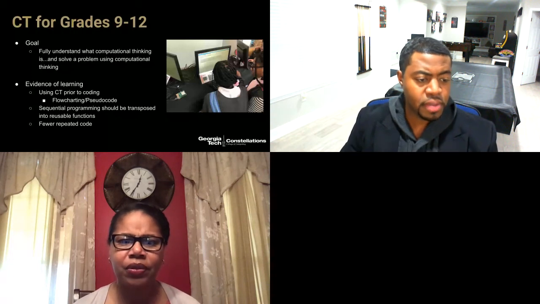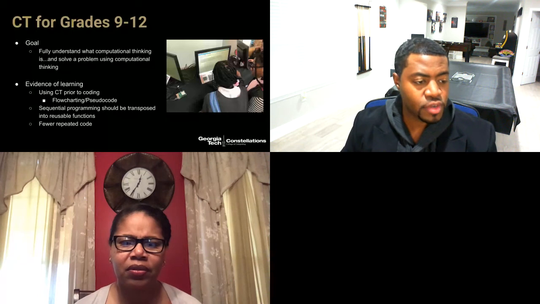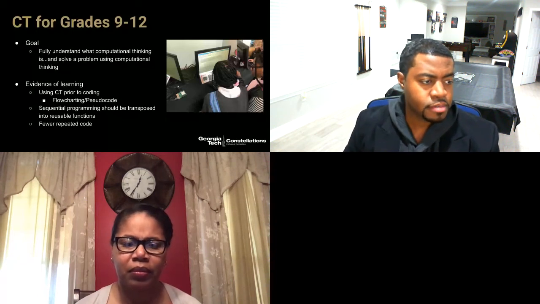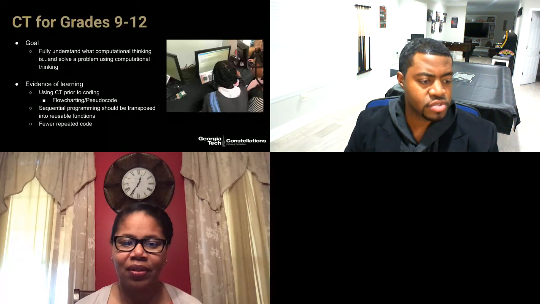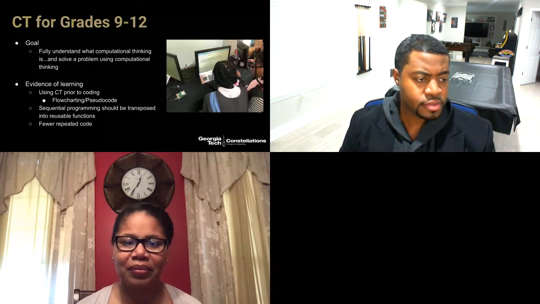Yeah, to piggyback on what Yolanda just said, by high school, we want them to fully understand what CT is and what those components are. Some evidence of that might be flow charting. And ideally, we would want them to use computational thinking before they even start coding, like decomposing, breaking down the problem into smaller parts before they start coding. They can achieve that via flow charting or pseudocode.